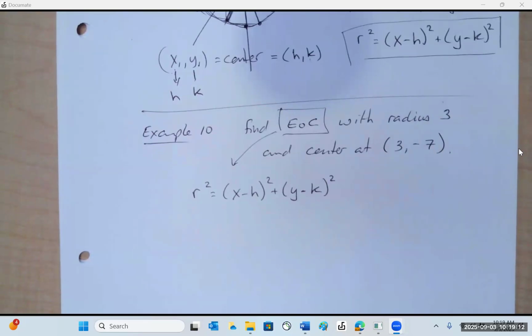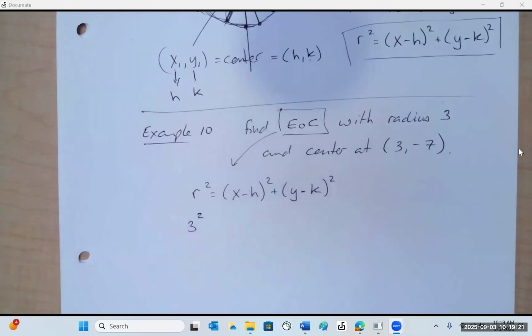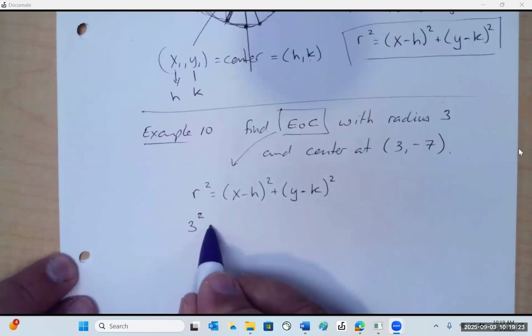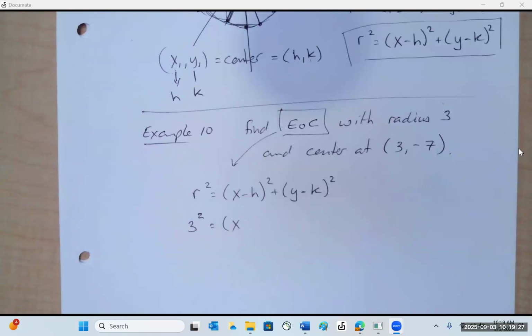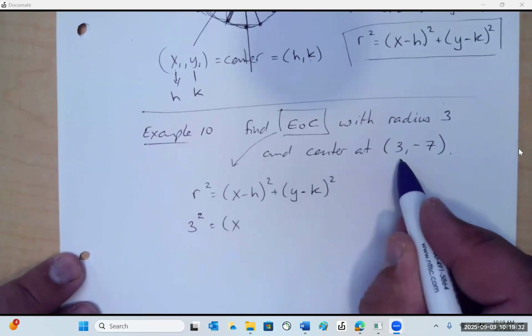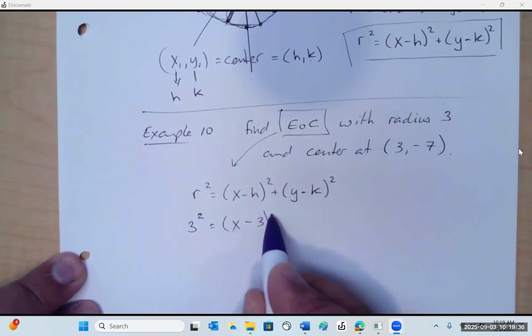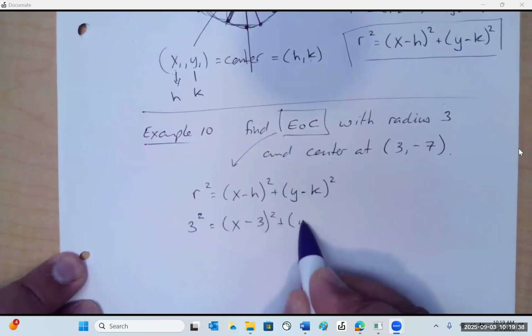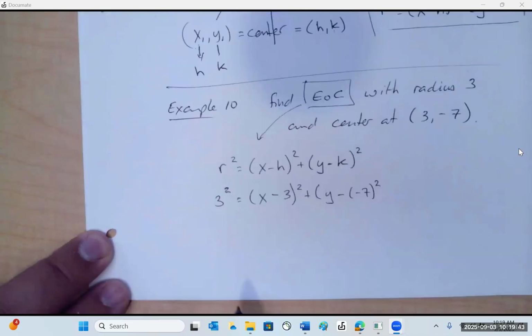Where? Of course. R stands for what? Radius. So the 3 goes in place of R. Well, what's H? H is the X value of the center. The center is there. So it's X minus 3 plus Y minus -7 squared.